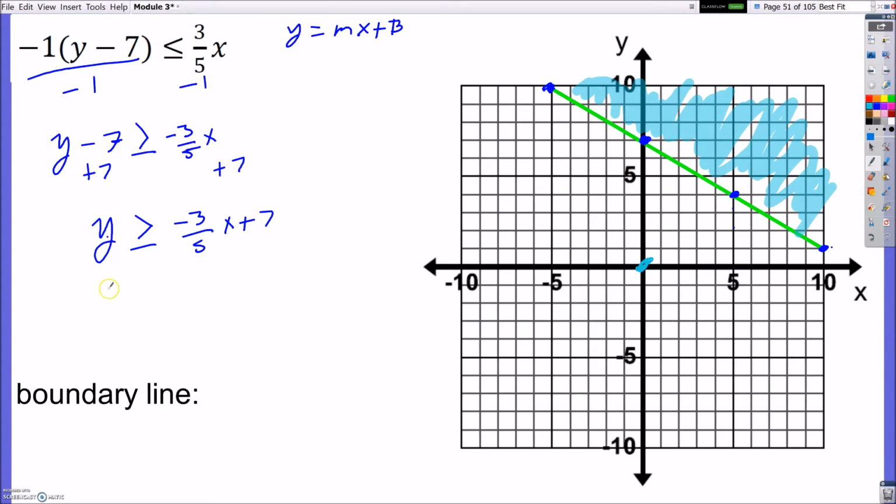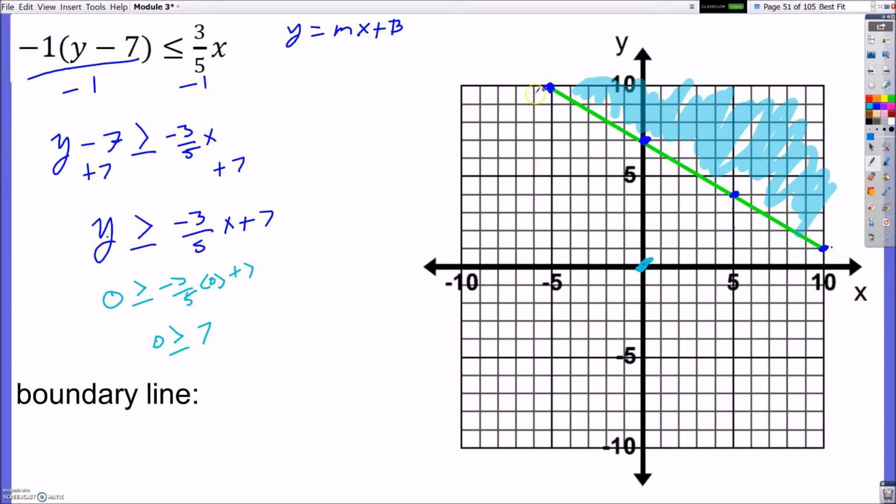Okay? Now, another method you can do is plug in this point right here, the point (0, 0). So if I plug that in, 0 is greater than or equal to -3/5 times 0 plus 7. This would simplify to 0 is greater than or equal to 7. That is a false statement, so I would not shade that. In fact, if I plugged in any point below this line, I would get an untrue statement.